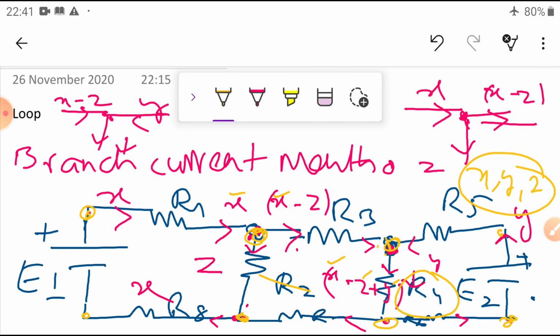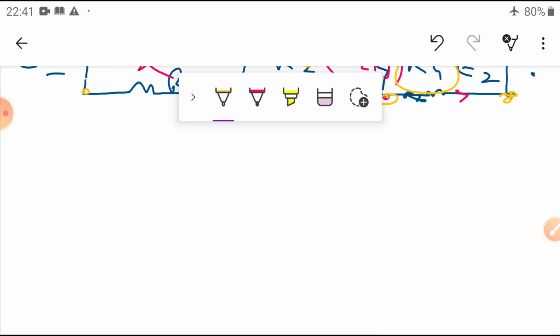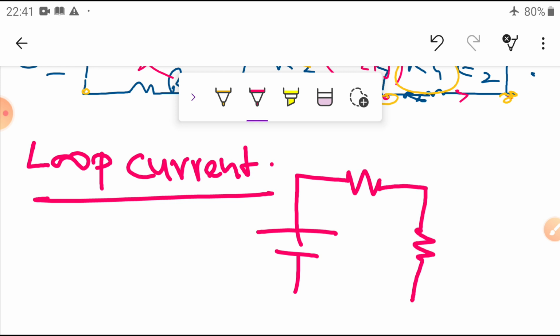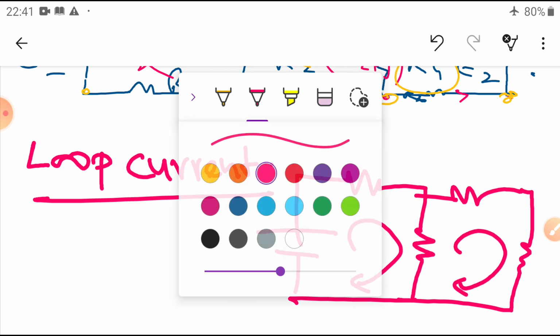Now we are going to make the loop. So how are we going to do the loop? We will see now. Now going to the circuit. Now you can do the other method, that is the loop current method. Okay, loop current method. That means here, for example, this is one source, another is connected here, and another is connected here. So here we assumed loop one, and this we assumed as loop two.